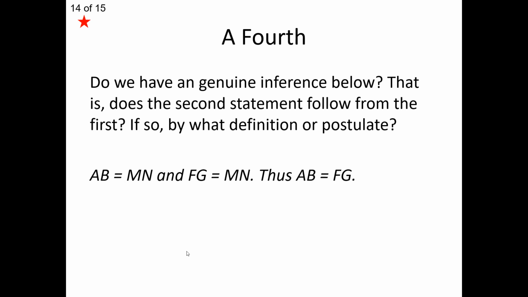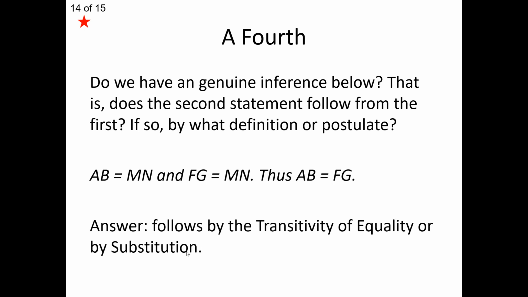AB is equal to MN and FG is equal to MN, thus AB is equal to FG. Yes, that immediately follows. We can argue this with one of two justifications. We can say this follows either by transitivity of equality or by substitution. I prefer transitivity of equality here, because it follows from the two equations: AB equals MN, FG equals MN.